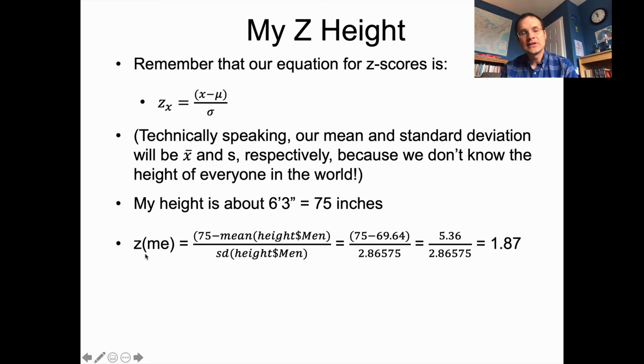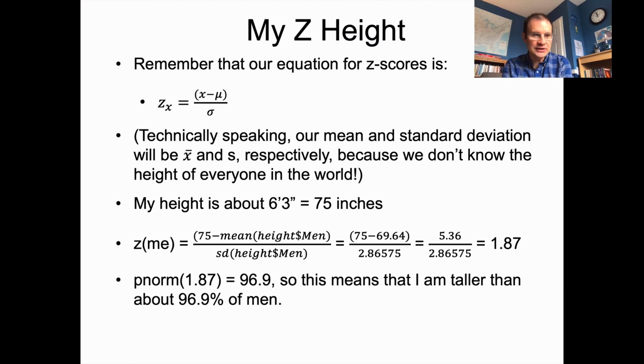So the Z-score for me is 75 minus the average height for men, all that difference divided by the standard deviation of the height for men. That difference on the top of the fraction, in the numerator, gives me about 5.36. You divide that by 2.86 whatever, and you get a Z-score of 1.87. Okay, so my height is not quite 2 standard deviations above the mean height for men. So that's on the high side.